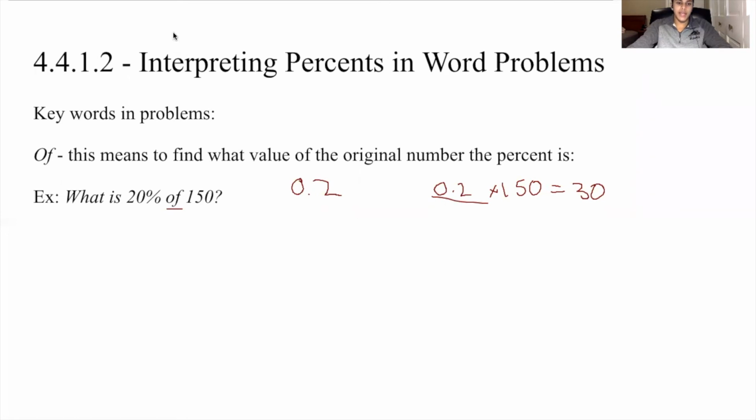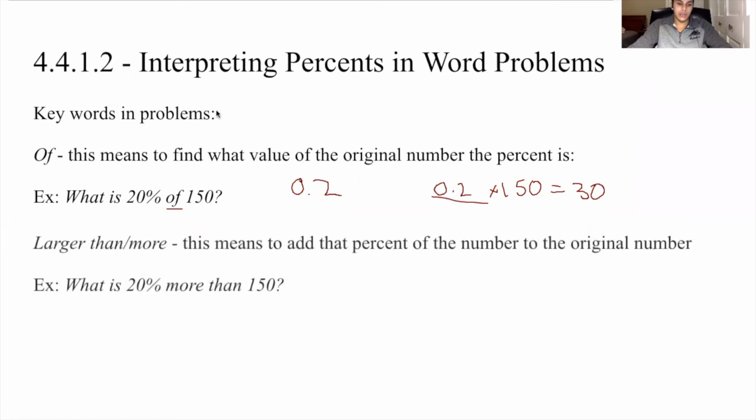All right, so the next keyword then is "larger than" or "more." So this means to add the percent of that number to the original number in the first place. So if I had a question saying, what is 20% more than 150? That's different than 20% of 150 because this one is saying, okay, find a fraction of the total 150. Whereas this one is saying, take 150 and then add 20%.